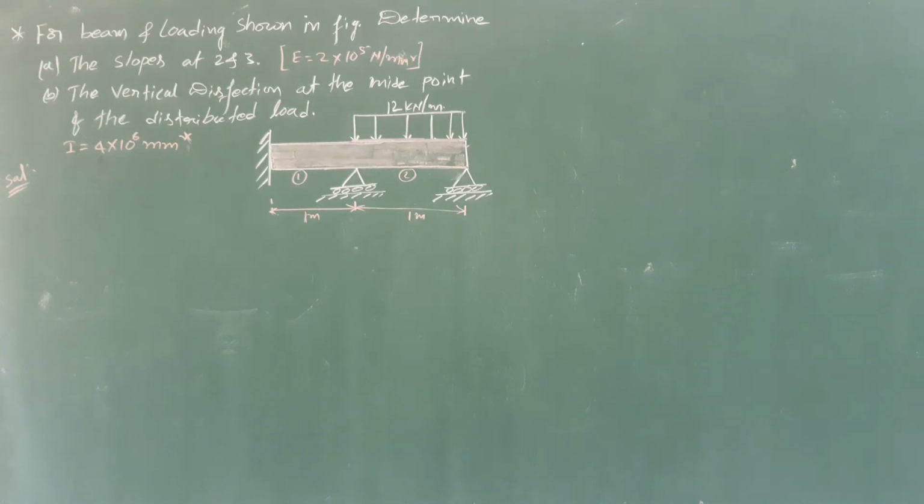Now we are going to do a problem on beam element. That is our given problem for a beam and a loading as shown in the figure. Determine first the slope at nodes 2 and 3. Given Young's modulus E is equal to 2 into 10 to the power of 5 Newton per mm square.